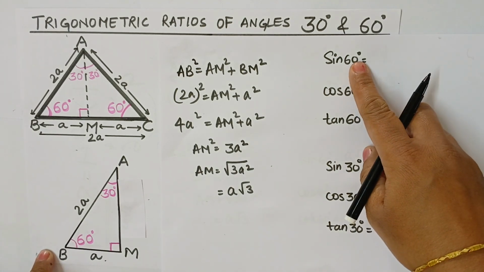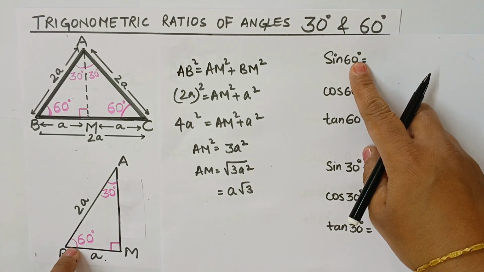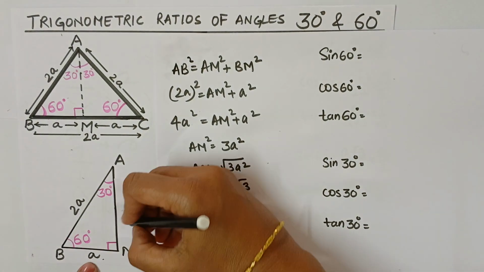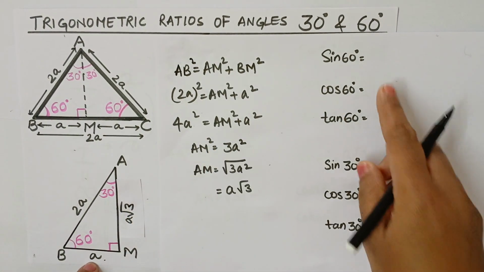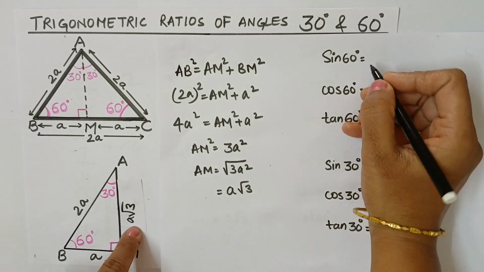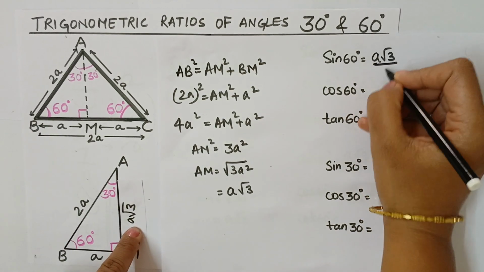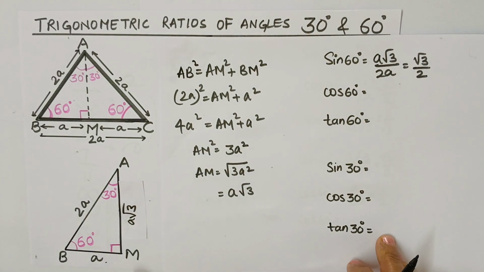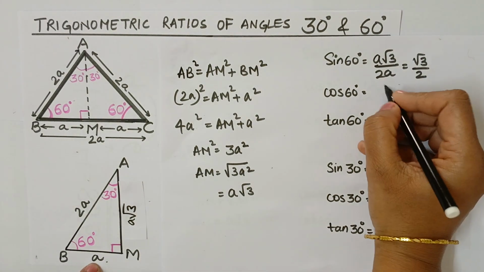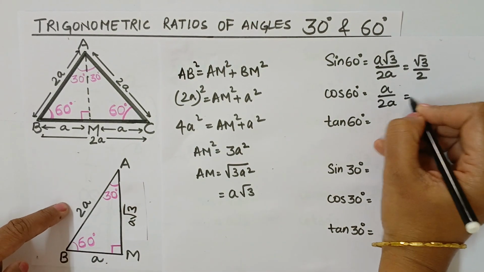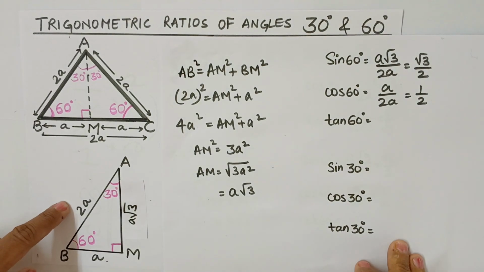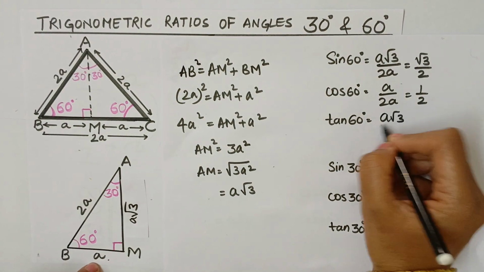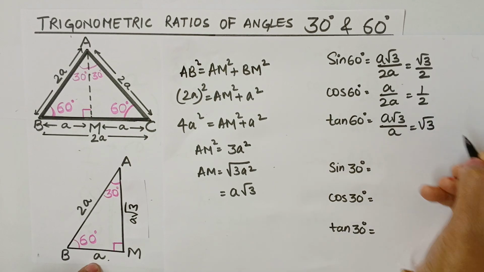Now for sine 60 degrees, the perpendicular is this and the base is this. As I have got the perpendicular as a root 3, my sine 60 degrees will be a root 3 by 2a, which is equal to root 3 by 2. Cos 60 is base by hypotenuse, which is equal to 1 by 2. Tan 60 degrees is perpendicular by base, a root 3 by a, which is equal to root 3.